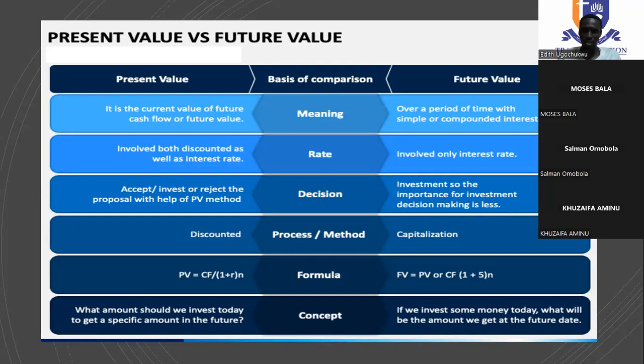So to compound is to accumulate a sum over a long period of time. To discount is to bring a future sum to its current value.